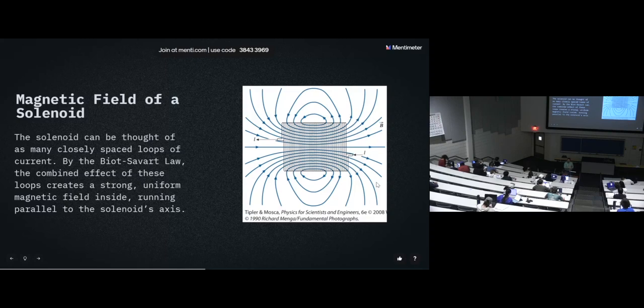Or better yet, reverse the current in it, and you reverse the polarity of the electromagnet, right? If instead of having the current coming out this direction and coming in this direction, I reverse that current, then I would get a reversal in the magnetic field direction, which again is really convenient depending on your application.